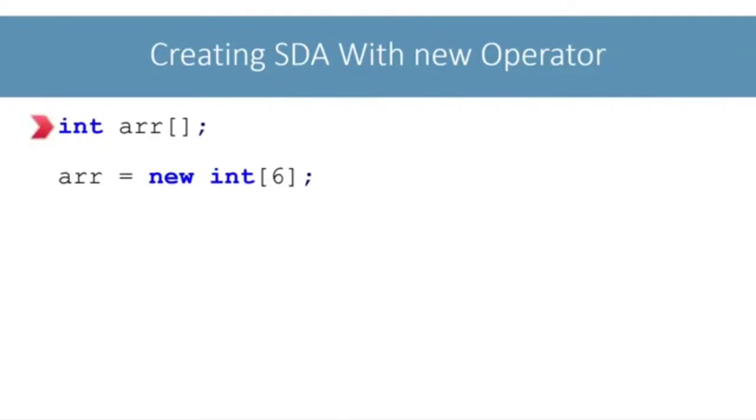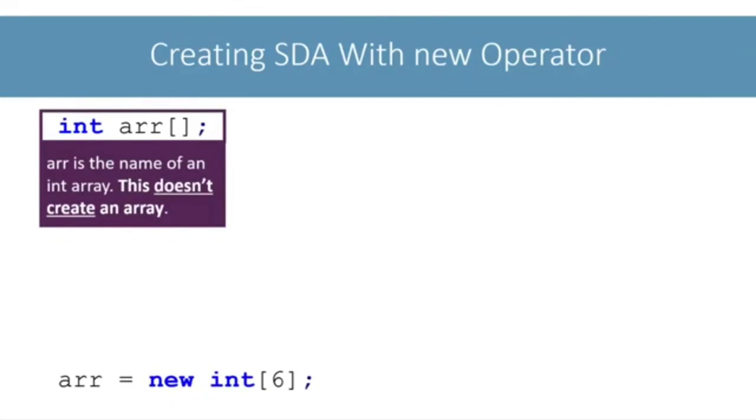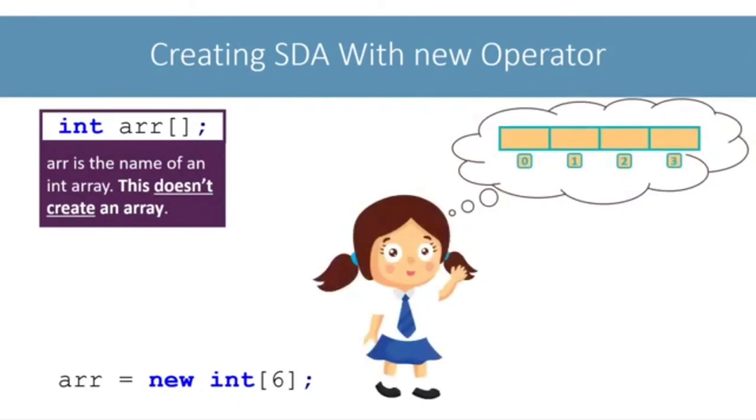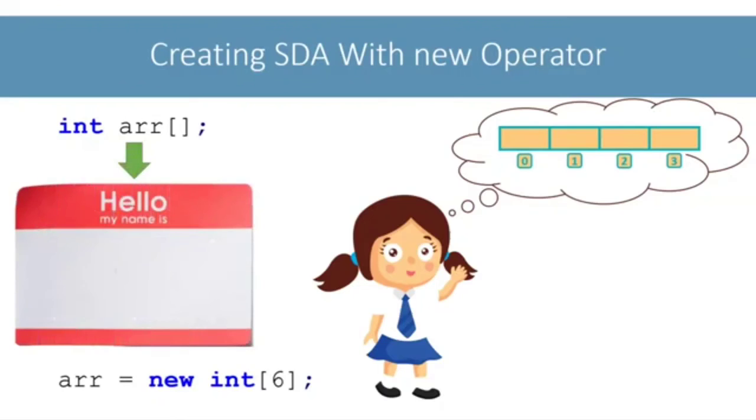To summarize, creating the array is a two-step process. First, declare the array. Next, use the new operator to create the array. This first statement just tells the compiler that we intend to use ARR as an int array. It doesn't create any array. After the execution of this statement, ARR contains null, meaning nothing. Remember, I told you that you can think of an array as a row of numbered boxes. This first statement is just defining the name of this row of numbered boxes. The actual boxes are not created yet.